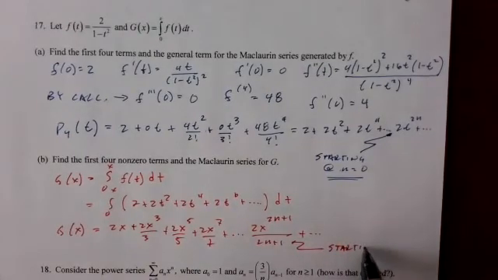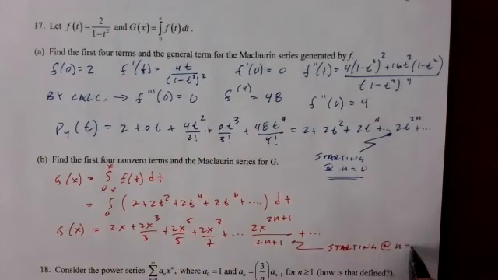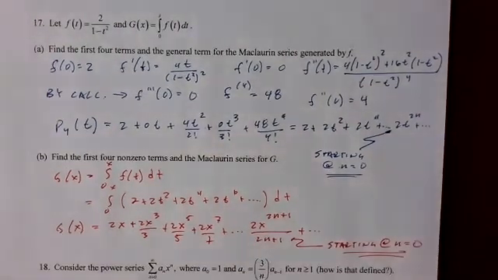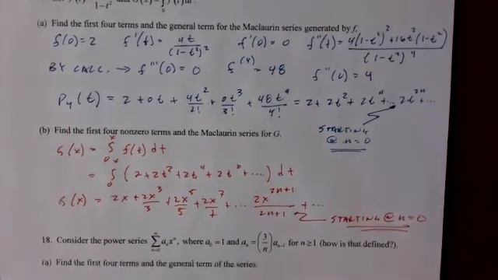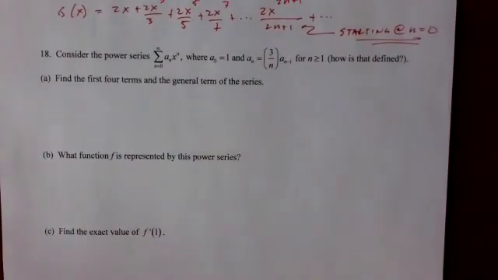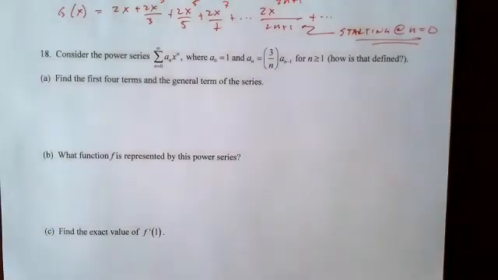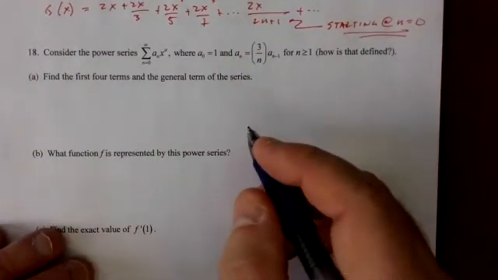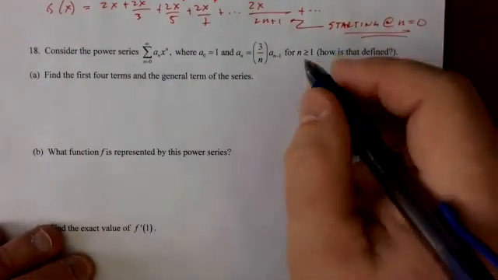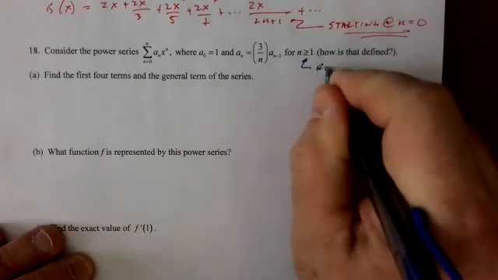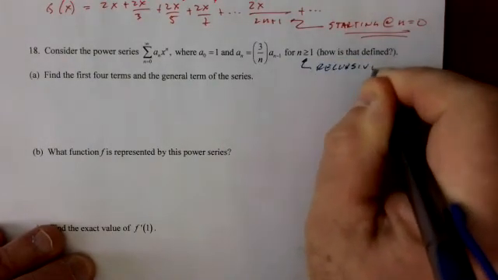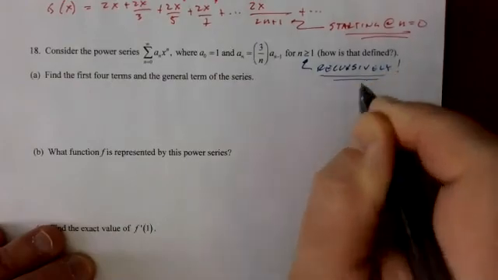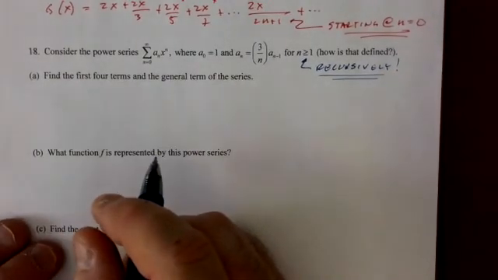Starting at n equals 0. Yeah, that works. Always check. That's what I was just doing in my head. All right, so notice that the power series, blah, blah, blah. Hey, they define this recursively. Cool. Find the first 4 terms and the general term of the series.